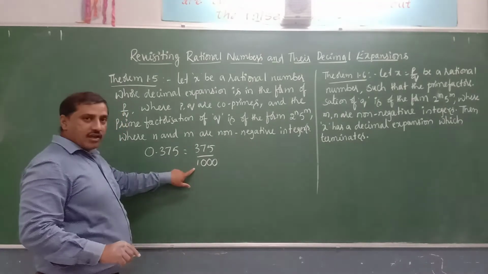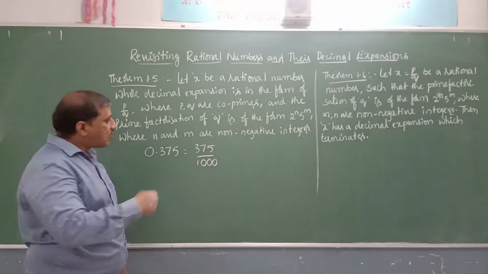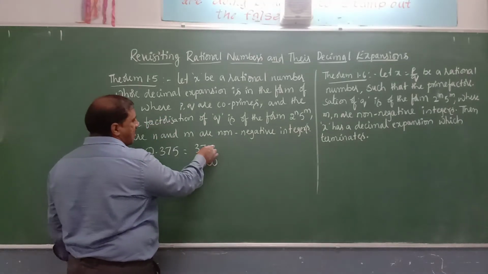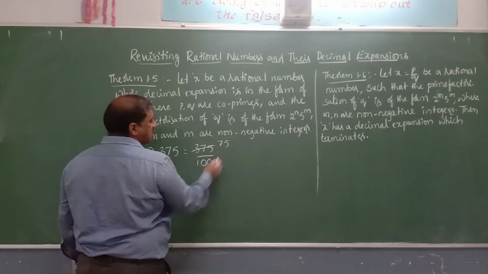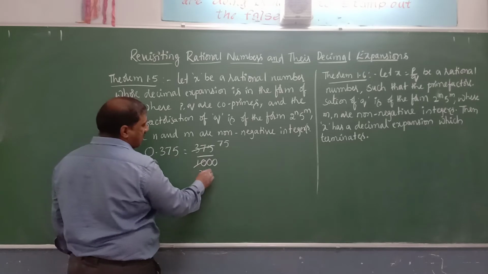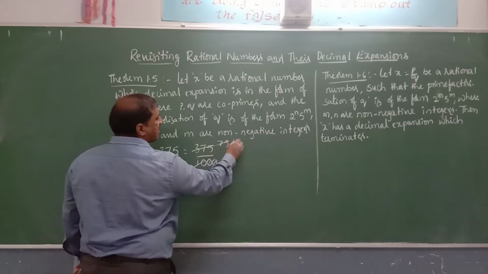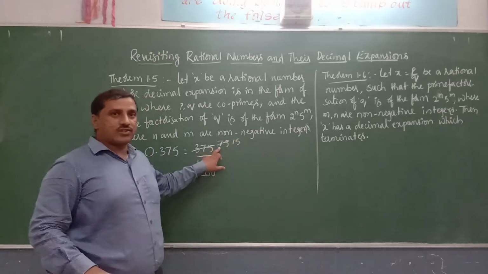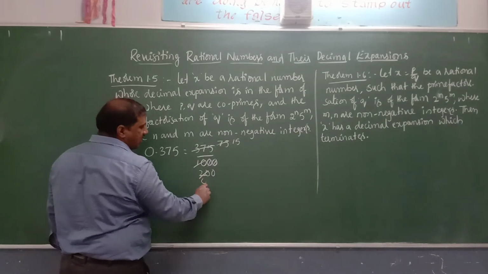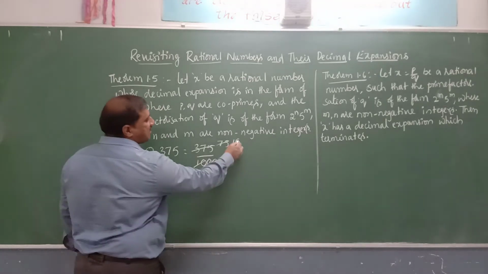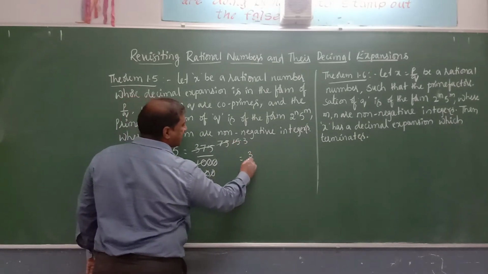So it is in p by q form, but here p and q are not co-primes. p and q should be co-primes, so we go for cancellation. 5 sevens are 35, 5 twos are 10, 5 zeros are 0, 5 zeros are 0. Again 5 ones are 5, 7 minus 5 is 2, bring down 5, 25, 5 fives are 25, 5 fours are 20, 5 zeros are 0. Again 5 threes are 15, 5 eights are 40. Now what we got is 3 by 8.